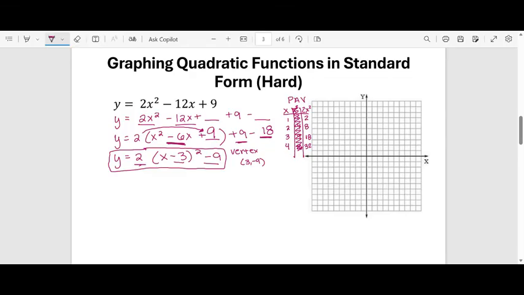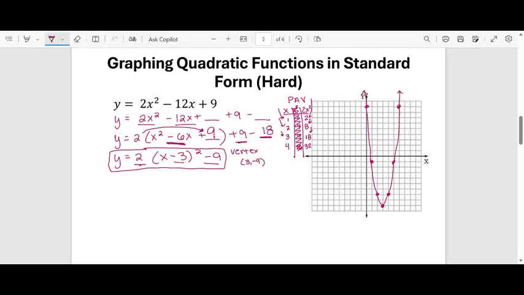And I can go ahead and graph this. I'm going to start at my vertex, which is at 3, negative 9. From there, I'll go left and right 1 square, up 2 squares. Left and right 2 squares, up 8 squares. Left and right 3 squares, and up 18 squares. That's all I'm going to be able to fit. Perfect. You'll notice this graph is a little bit skinnier than the two we did previously. That is because of our coefficient of 2.